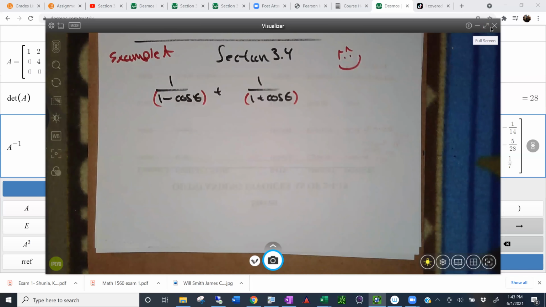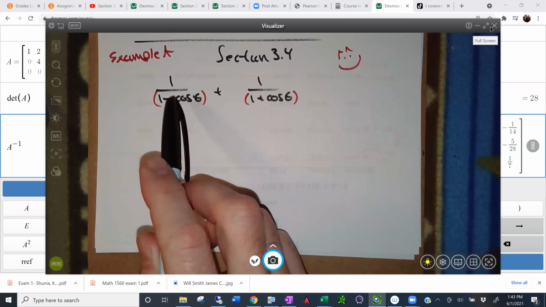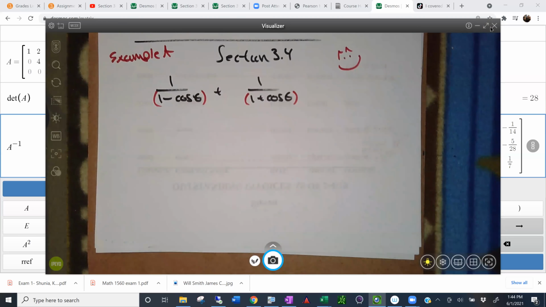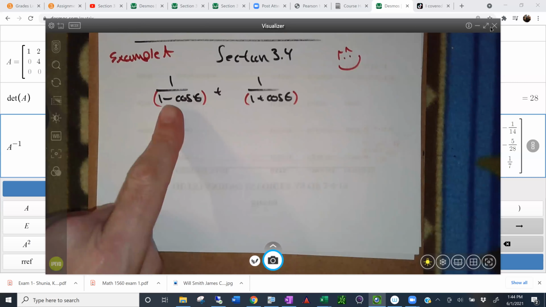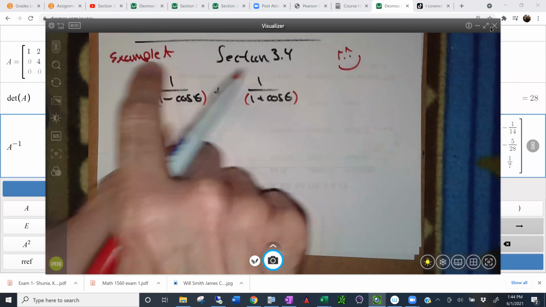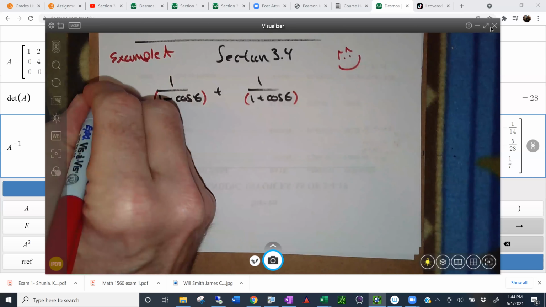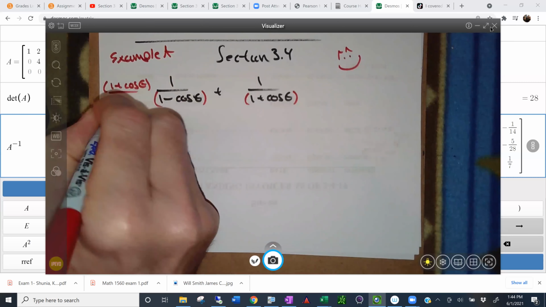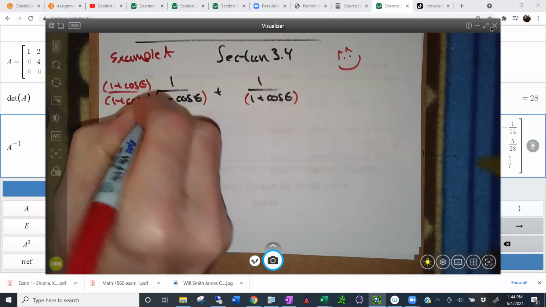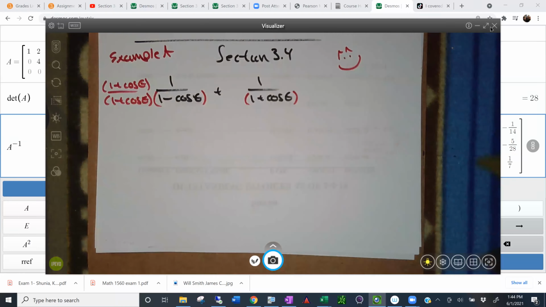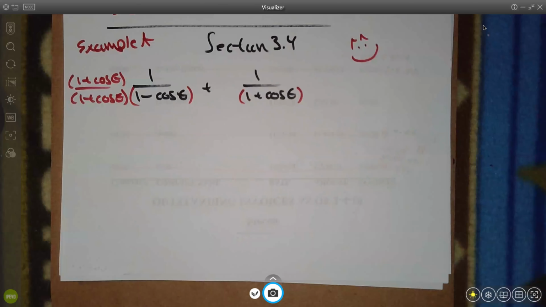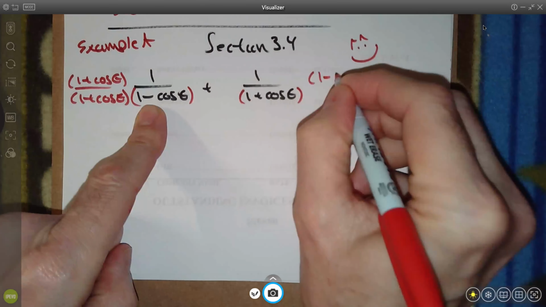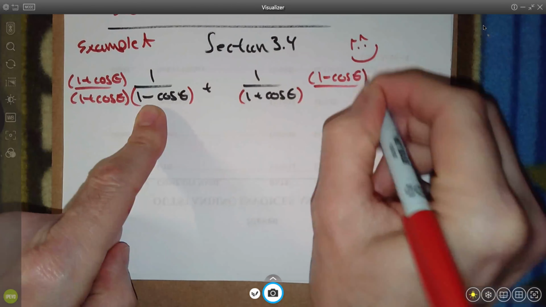And you want to keep that in mind as you're trying to figure out what the common denominator is going to be. Well, the common denominator in this case is actually going to end up being the product of this times this. So to get a common denominator here, I'm going to multiply by this over itself, so effectively multiplying by 1: 1 plus cosine of theta over 1 plus cosine of theta. I'm going to do the same thing over here. This time I'm going to multiply by 1 minus cosine of theta over 1 minus cosine of theta.